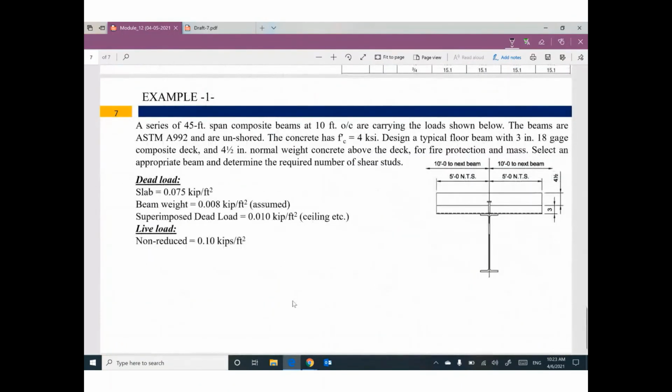We have one example here. I will cover this example next meeting. We need to design everything: how many shear connectors, whether this beam is adequate or not, safe or not safe. We will cover all of this stuff next meeting.